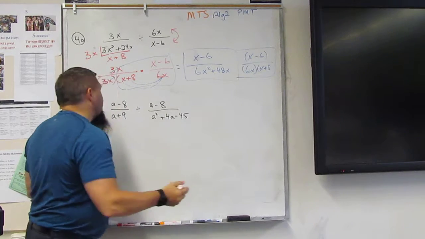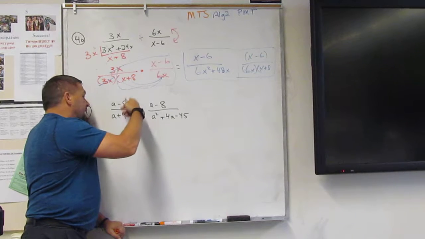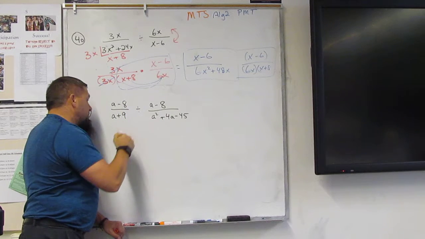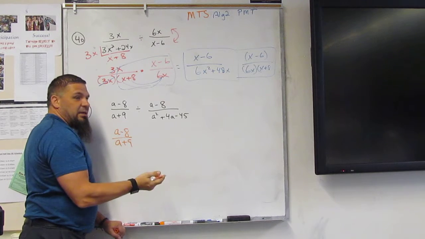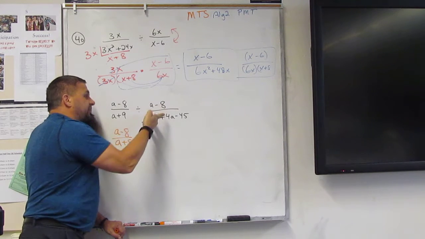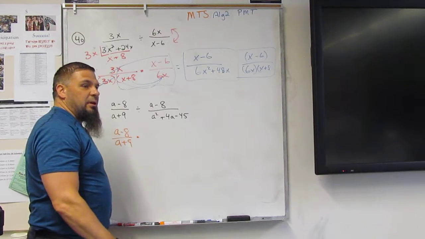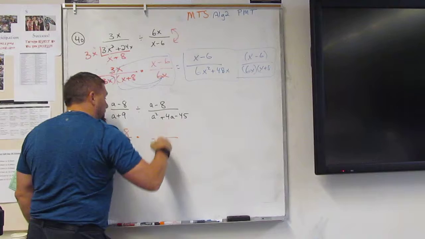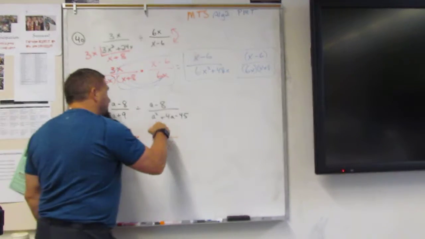Okay? Next, same thing, right? But before we flip this, obviously I can't reduce this anymore. So this is just a minus 8 over a plus 9, right? And then this is going to be times, when we're going to flip this. But before we flip it, let's factor this, right? We know that this is going to be on the bottom, so a minus 8, right? But let's factor this out real quick.